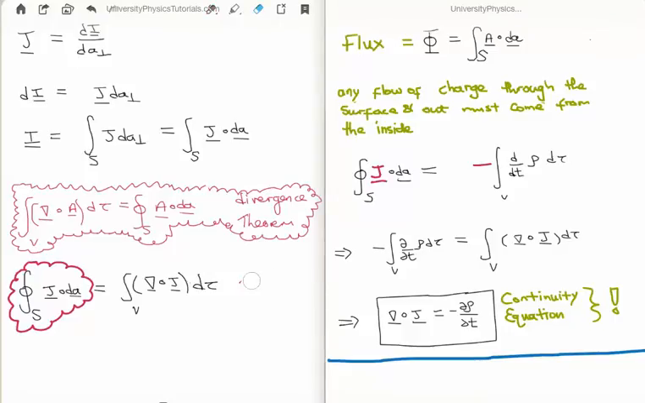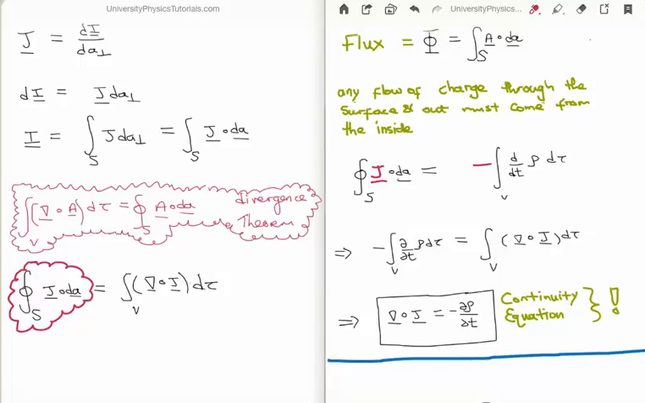Now, a quick inspection will convince you that the integrands are equal. And if the integrands are to be equal, that means that the divergence of J is equal to minus ∂ρ/∂t. So that means that the divergence of the volume current density is minus the time rate of change of the volume charge density. We call this equation the continuity equation.